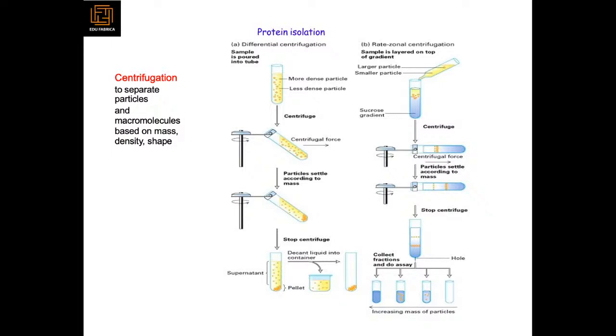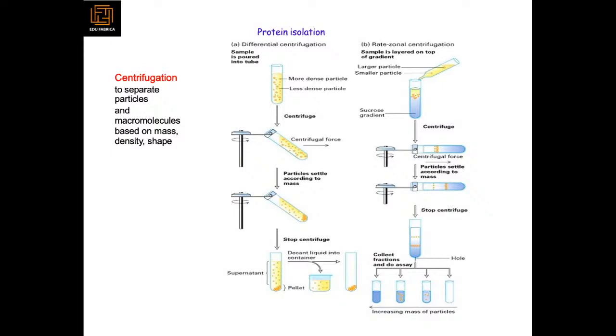So in the second case, with the rate zonal centrifugation, the sample is laid on the top of the gradient. There is a sucrose gradient which will have the mixture of your large particles and small particles. Then you centrifuge it, and your molecules will separate with respect to higher density and lower density. And then we can separate them with increasing mass of particles in the assay.